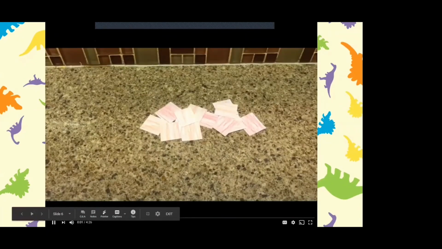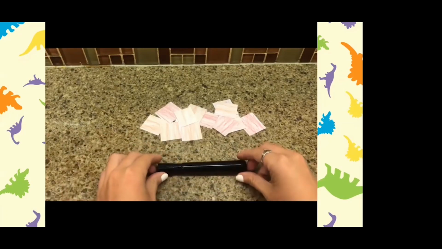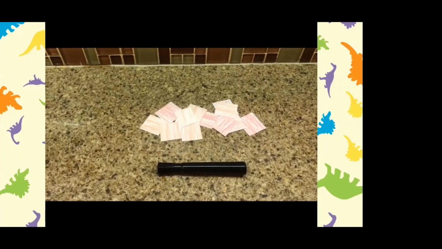All right, now that we got our blocks done, we're going to get to measuring. You ready? I knew it. All right, so we're going to use our blocks to measure out some items. So the first item I have for you guys is a marker. So how many blocks do you think it's going to take to measure out a whole marker?